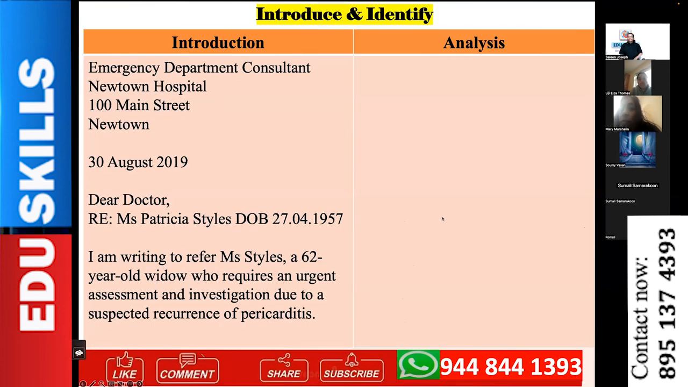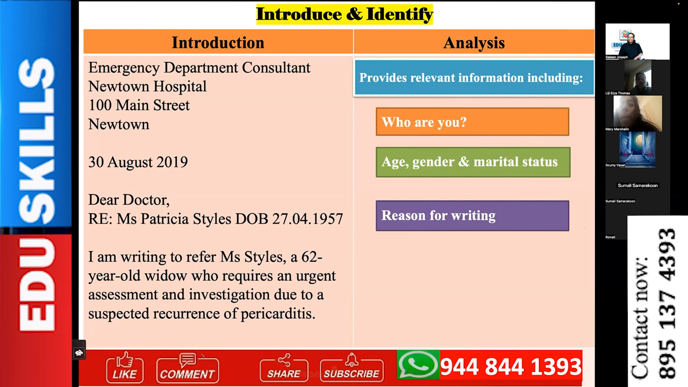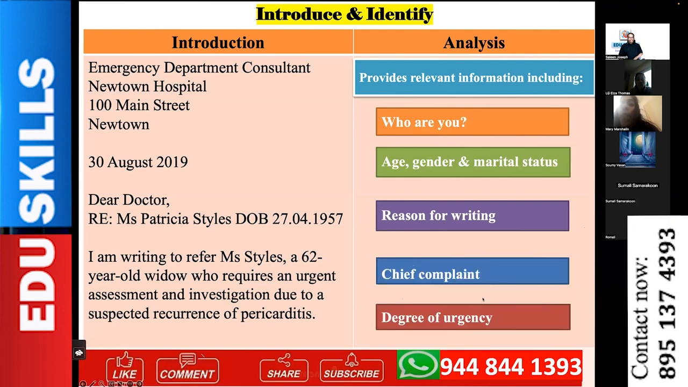I said flexibility is important here. Earlier we are saying thank you for seeing. Now, just read this: I am writing to refer Ms. Styles, a 62-year-old widow who requires an urgent assessment and investigation due to a suspected recurrence of pericarditis. It provides relevant information including who you are, age, gender, marital status, reason for writing, chief complaint, and degree of urgency.